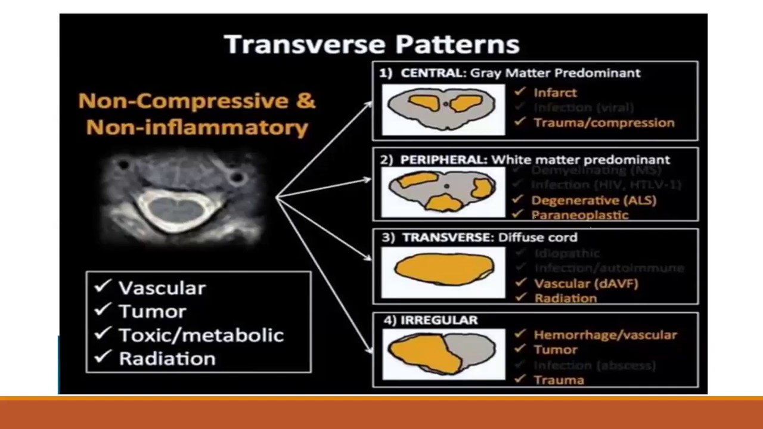So coming to a few patterns that are seen in MRI: central involvement is usually seen in infarct and infective conditions. Peripheral enhancement is seen more often in demyelinating conditions, and in some cases of infections like HIV, HTLV-1, and paraneoplastic conditions. Diffuse cord involvement is seen more often in infection and autoimmune conditions, and sometimes in dural AV malformations. Then an irregular pattern is seen more often with vascular conditions and compressive causes like tumor, abscess formation, and trauma.